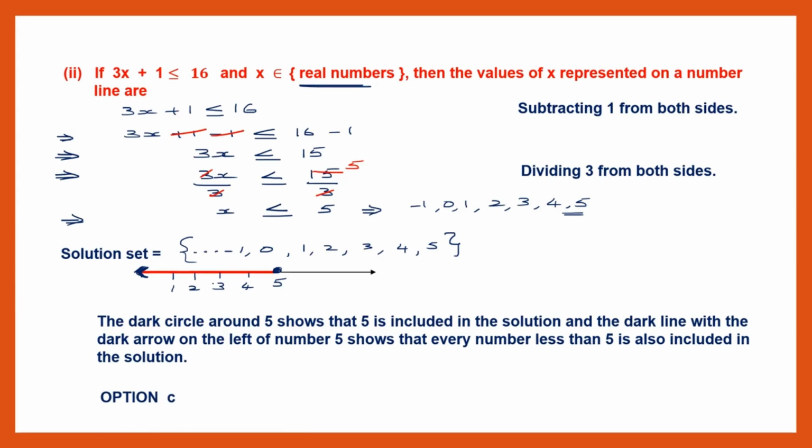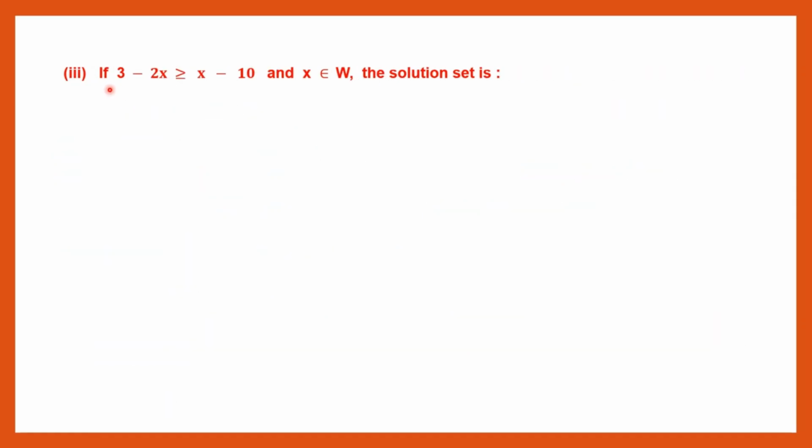So that is option C, which is our answer, which has to be marked. Question 3. If 3 minus 2x is greater than or equal to x minus 10 and x belongs to W, what is the solution set?